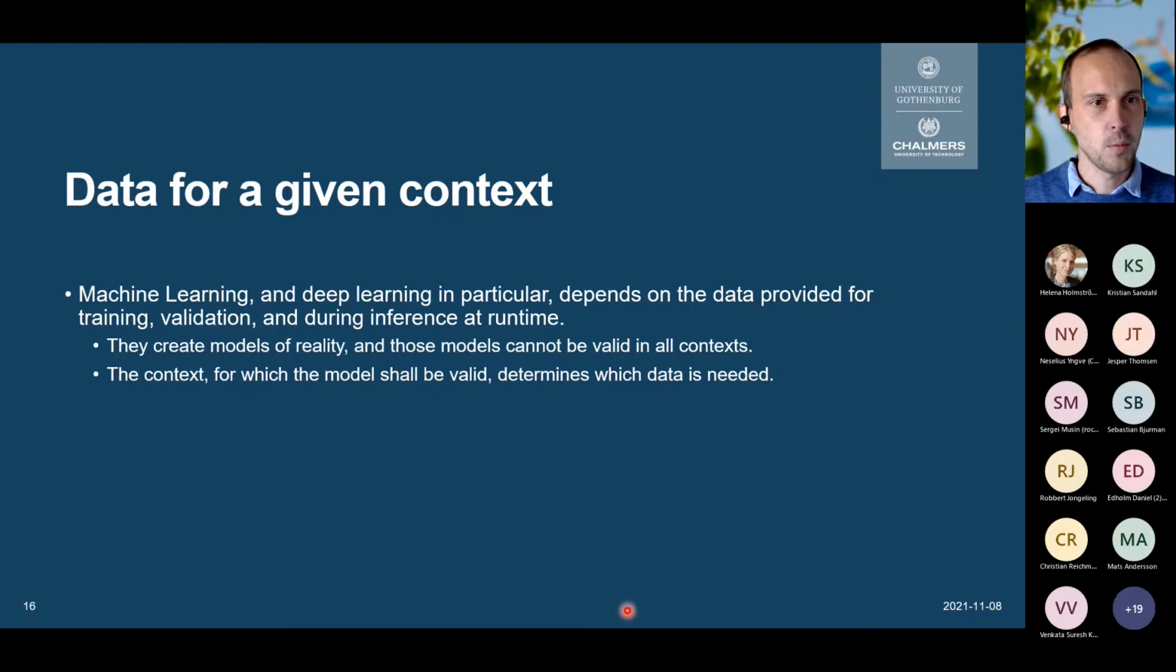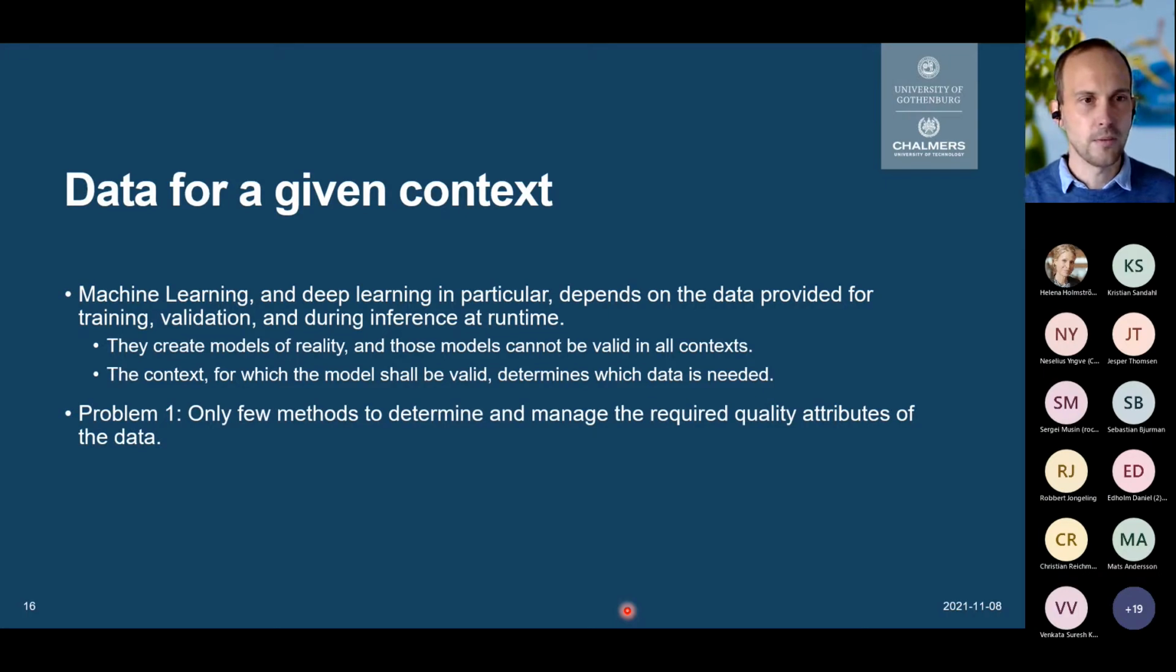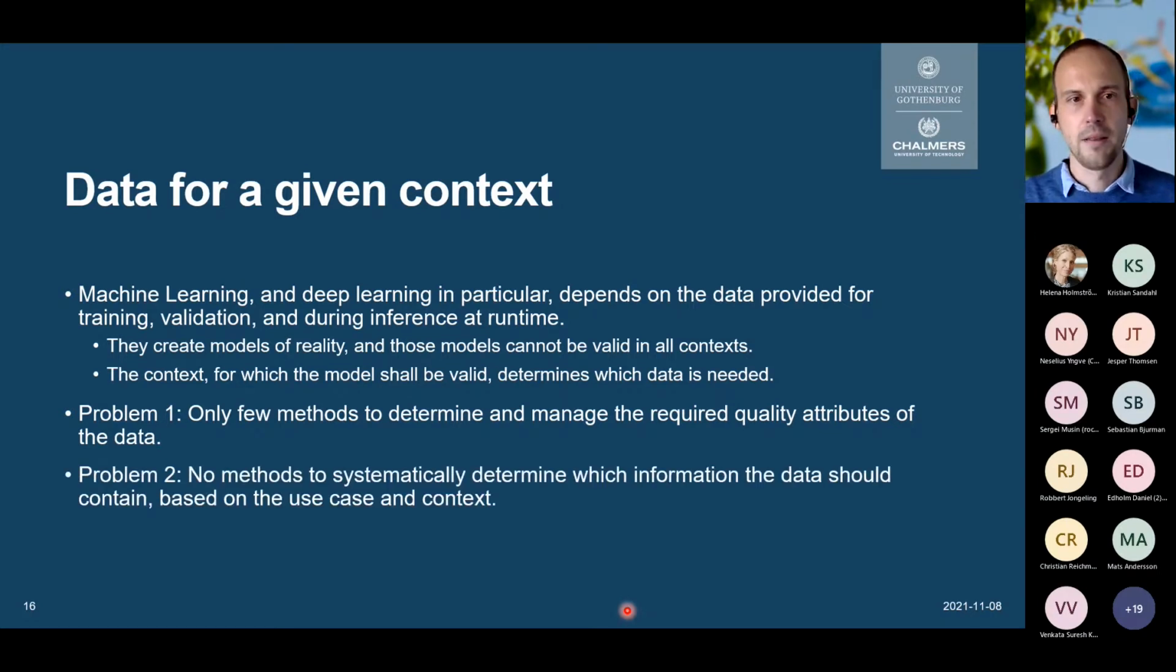These networks create models of reality, and those models cannot be valid in all contexts because we cannot define a world model. We can only develop a model that is an abstraction of reality, but we need to know in which context this abstraction is actually valid. And the context for which the model shall be valid determines which data is actually needed. There are two problems that arise here. There are only few methods to determine and manage the required data quality attributes. And the second problem is that there's basically no method to systematically determine which information the data should contain based on the use case and the context.